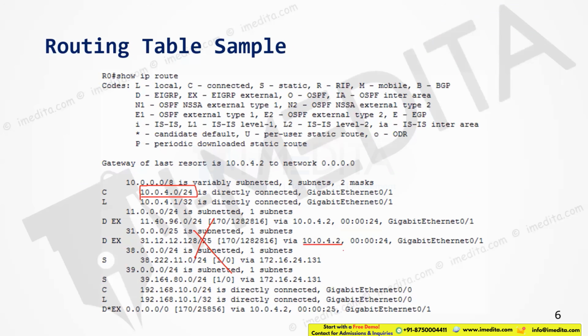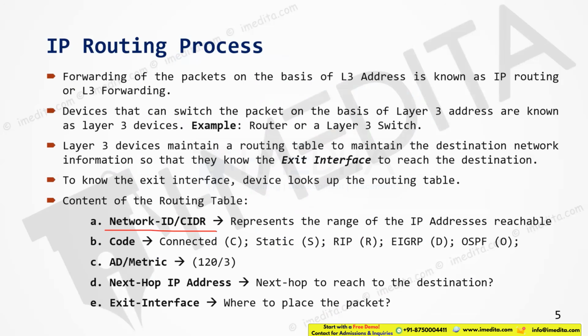This information is about the next device, the next intermediate device where we have to forward the packet. That next device information is in fact what we are going to refer to as the next hop. This is how the information is maintained in the routing table, and packet forwarding is done based on the entries present in the routing table.